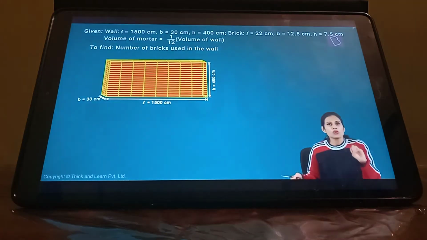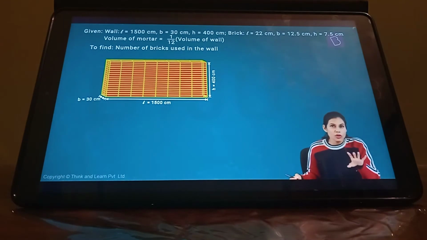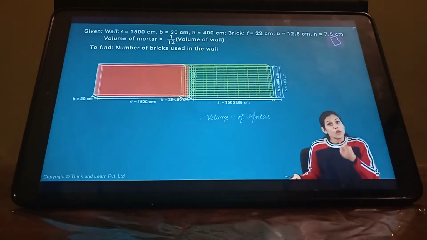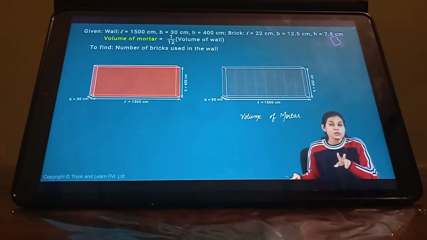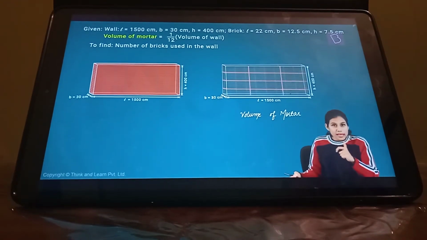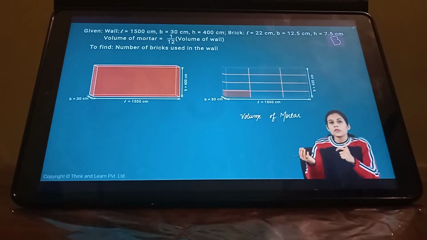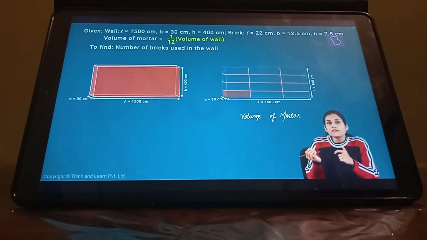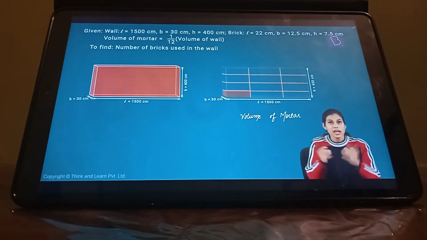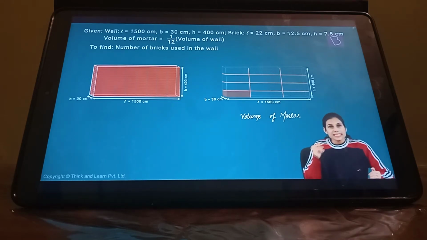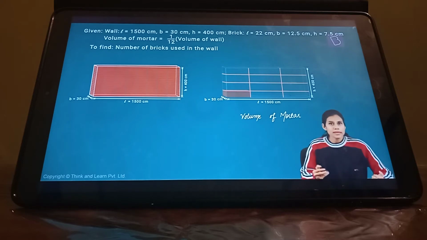The space occupied by mortar on the wall, which in other words is volume of mortar, is what? 1 by 12 of the total space on the wall. That means 1 by 12 of the volume of the wall. Right? Further next, space occupied by all the bricks. I don't know how many bricks are there. That's what we have to find.